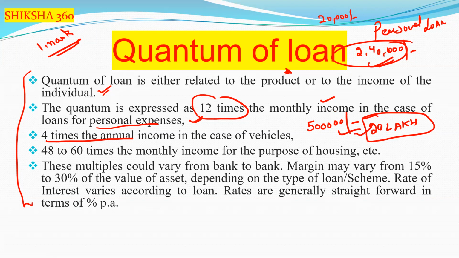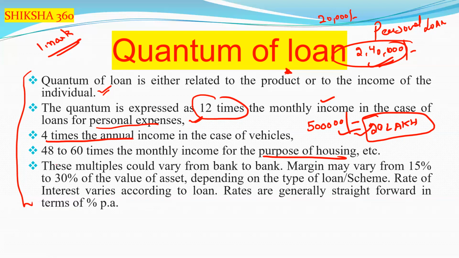Next is the housing loan, which is 48 to 60 times the monthly income for the purpose of housing. This value differs from bank to bank. Here we will take the general cases. As they also mention here, these multiples could vary from bank to bank.